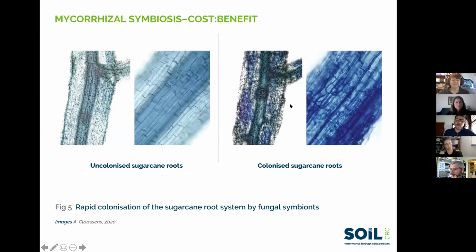Mycorrhizal fungi and root-associated endophytes are replete throughout sugarcane systems, as they are with many other Australian crops. And it's surprising just how quickly the symbiosis takes hold of the roots. It can happen over the course of about 10 days, and the roots completely transform. This on the right here, we have colonized sugarcane roots in symbiosis with two groups of fungi, mycorrhizal fungi and a group we call dark septate endophytes.